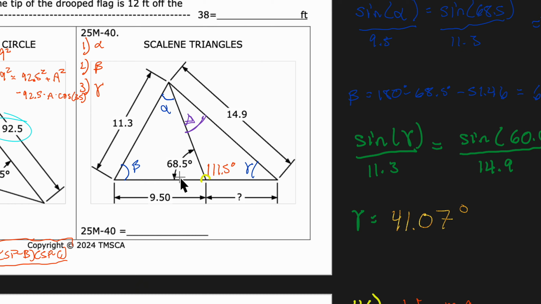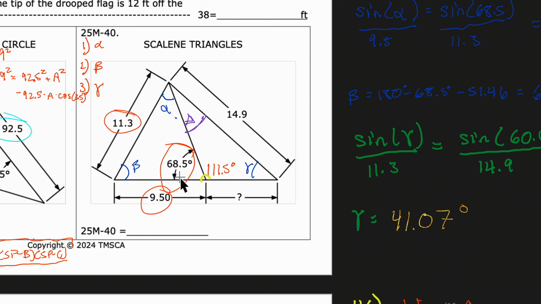Alrighty. So what's the first thing I would do? Well, we have this angle, this side, and this side. Maybe a fool's errand, but let's find this angle alpha using law of sines. So, setting up law of sines, sine of alpha over 9.5 is going to equal sine of 68.5 over 11.3, which is what I have over here. Solving for that, we get an angle alpha of 51.46.